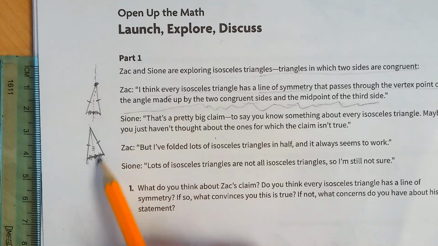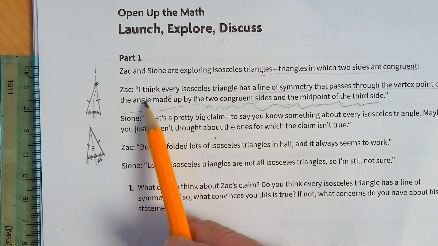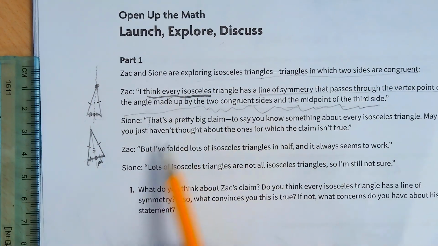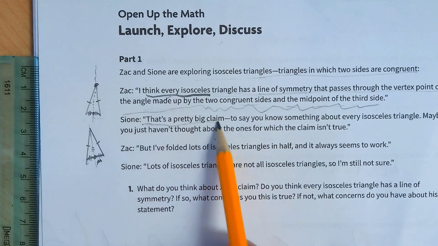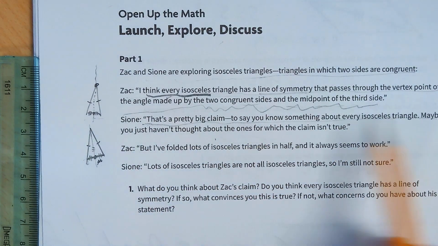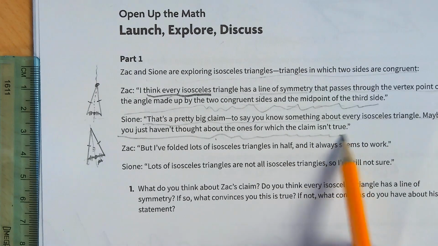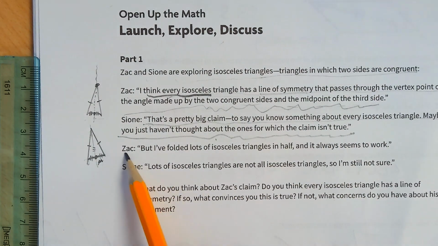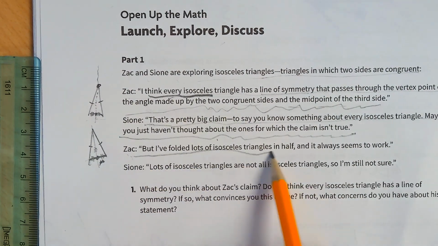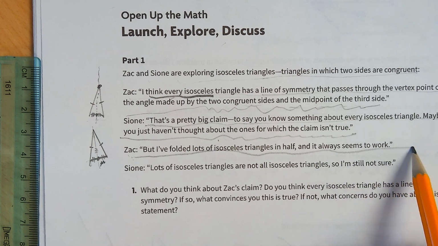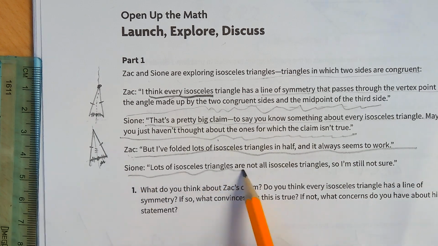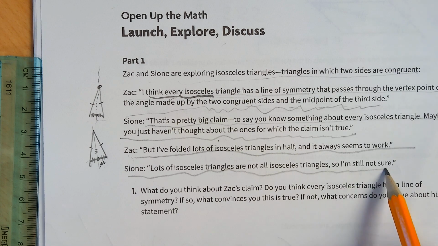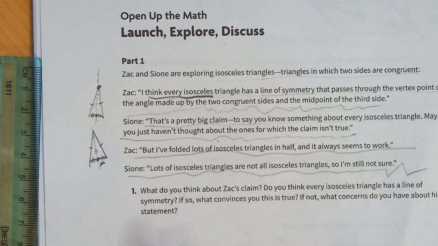But this is just one triangle, and Sion says that Zach's claim is that every isosceles triangle has this. But Sion says that's a pretty big claim to say you know something about every isosceles triangle. Maybe you just haven't thought about the ones for which the claim isn't true. Maybe it's not true for some. But Zach said, I've folded lots of isosceles triangles in half. It always seems to work. Lots of isosceles triangles are not all isosceles triangles, so I'm not sure.